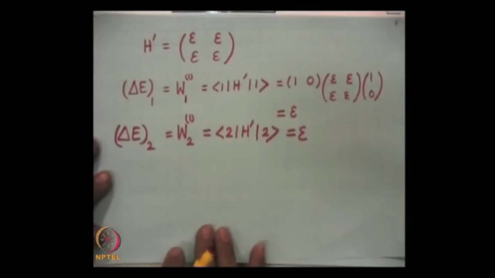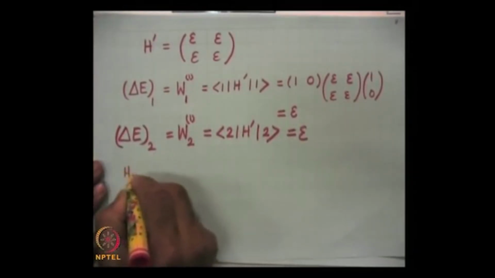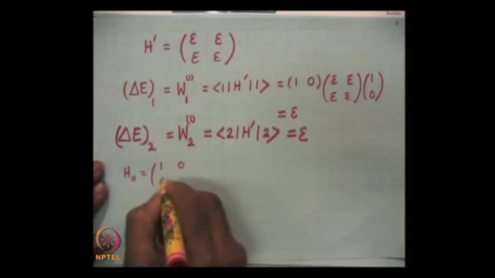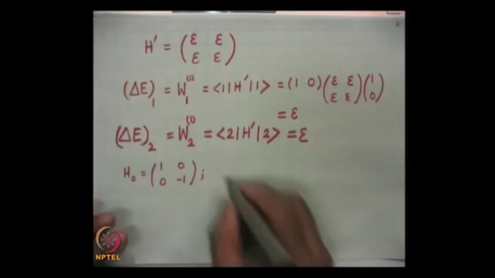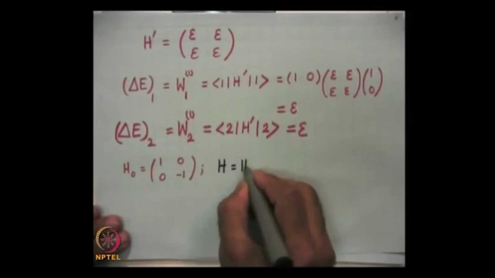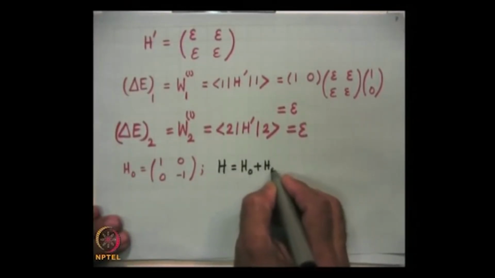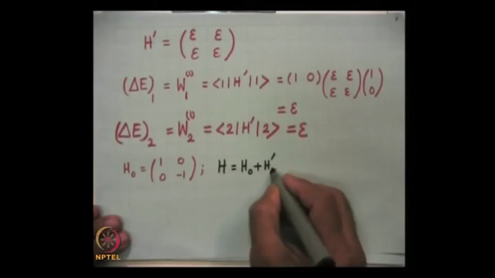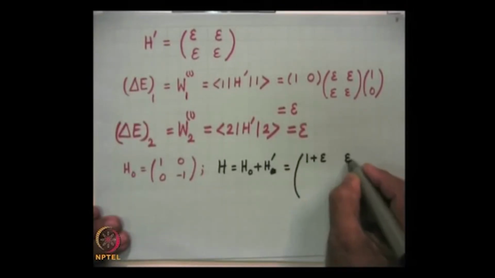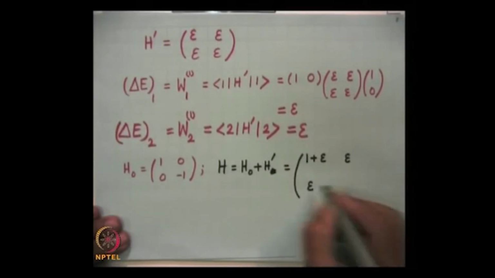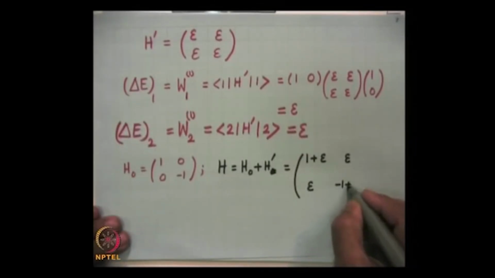This is the perturbation. Once again, you can say, can we not solve this problem exactly? The answer is yes. So, I have H naught, if you recollect, is 1 0 0 minus 1. So, the complete matrix is H, which is equal to H naught plus H prime. So, this will be equal to 1 plus epsilon, epsilon, epsilon, minus 1 plus epsilon.